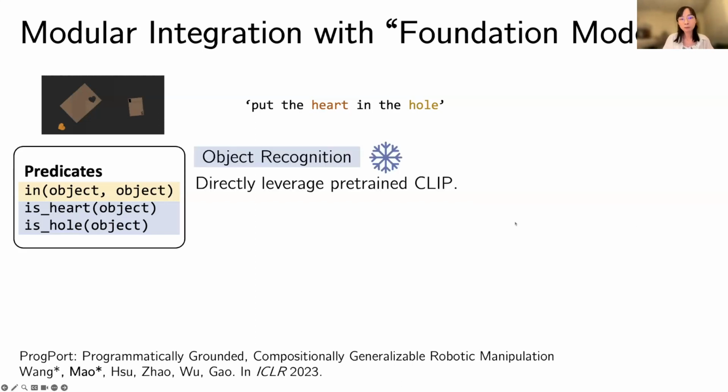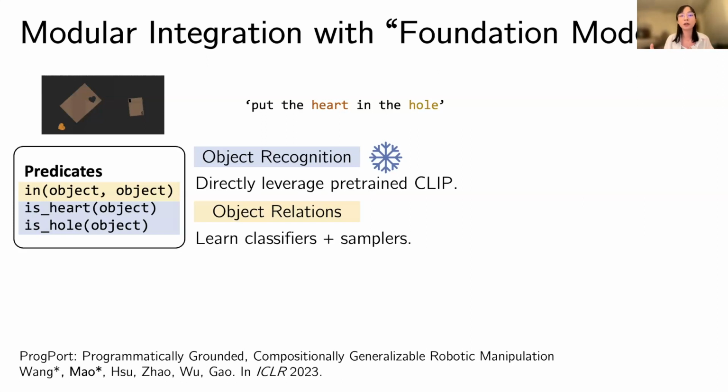For object properties, we don't need to just learn from scratch from some robot demonstration data or from self-exploration, because we already have pretty good visual recognition models, such as a pre-trained CLIP model, which is the concrete one that we're using here. We're going to use a frozen pre-trained CLIP model to do all the object recognition part for us. But for object relationships, we're going to learn the classifiers and the samplers, because there are currently no vision foundation models for this kind of thing.